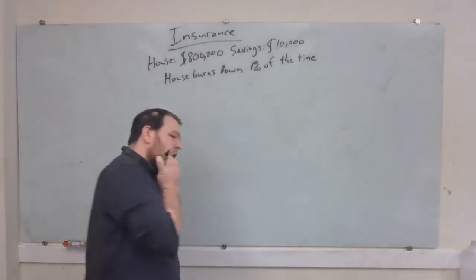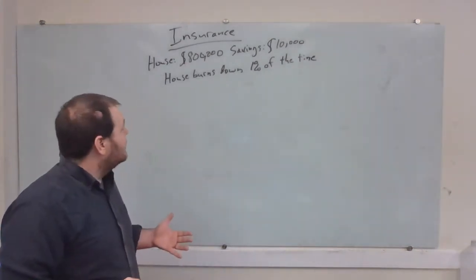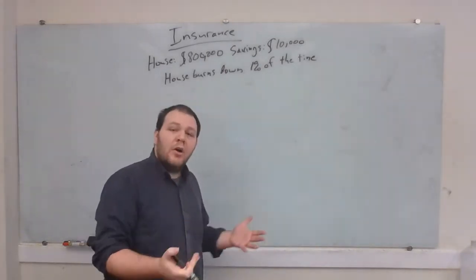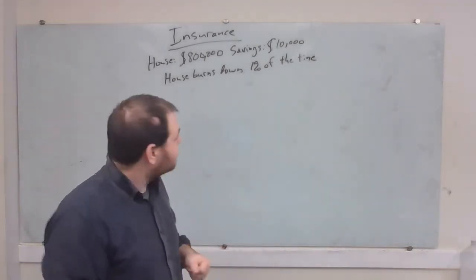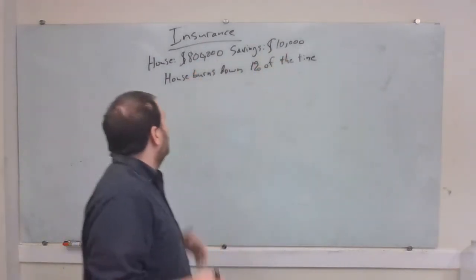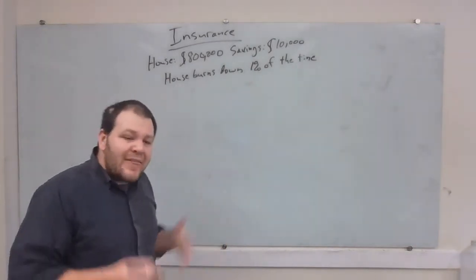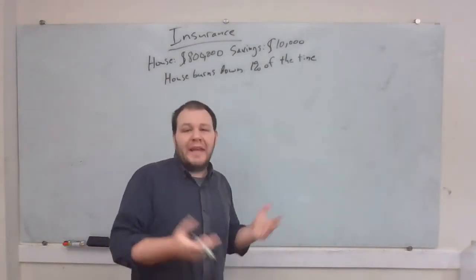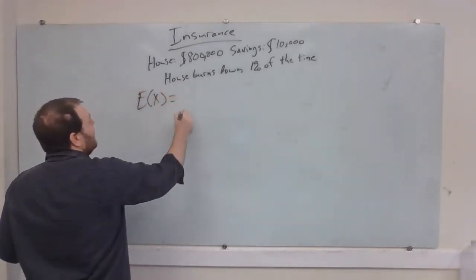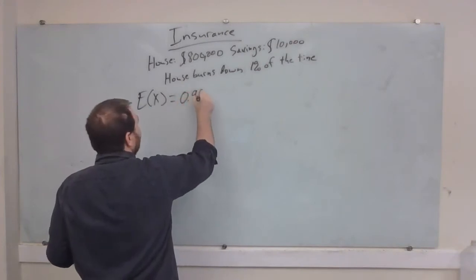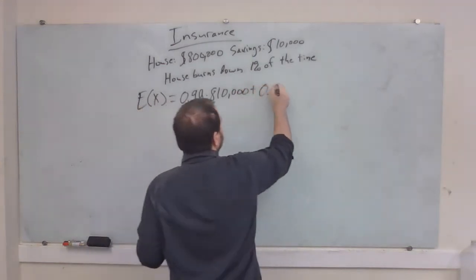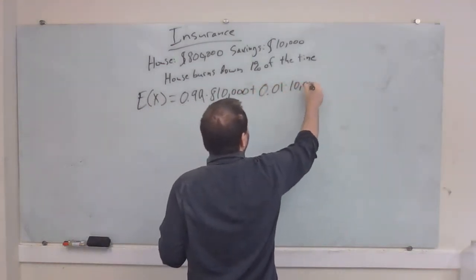So, if we were just wanting to ask, what is the expected value of your assets? How much do we expect you to own in an average year? We would just say, well, in a good year, when your stuff doesn't burn down, you're going to have $810,000. And then in a bad year, when your stuff does burn down, you're going to only have $10,000. So our expectation of your assets is going to be 0.99 times 810,000 plus 0.01 times 10,000.